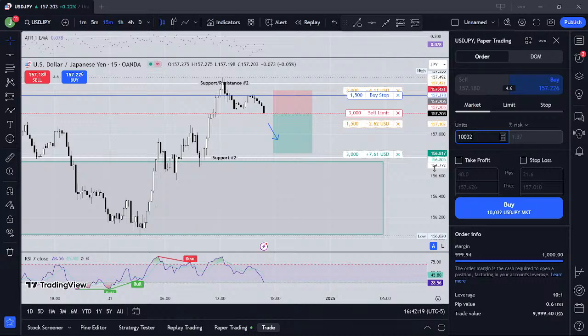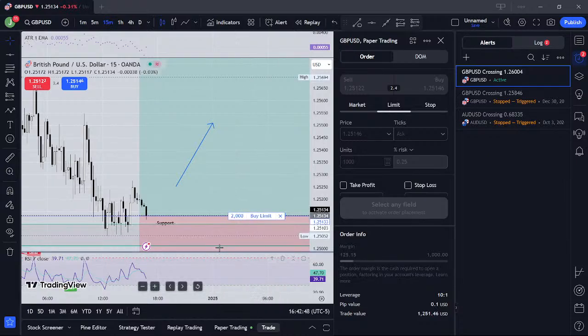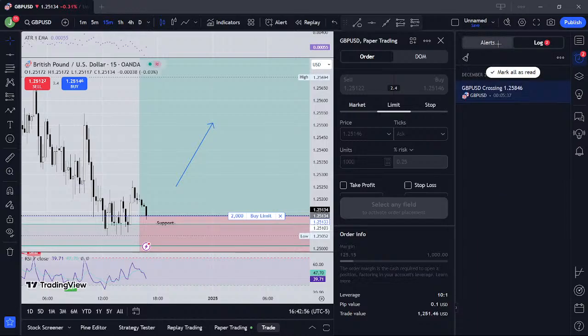One more mini lot. If I get knocked out... So I think that's my analysis. That's my analysis. This is on the GDP.